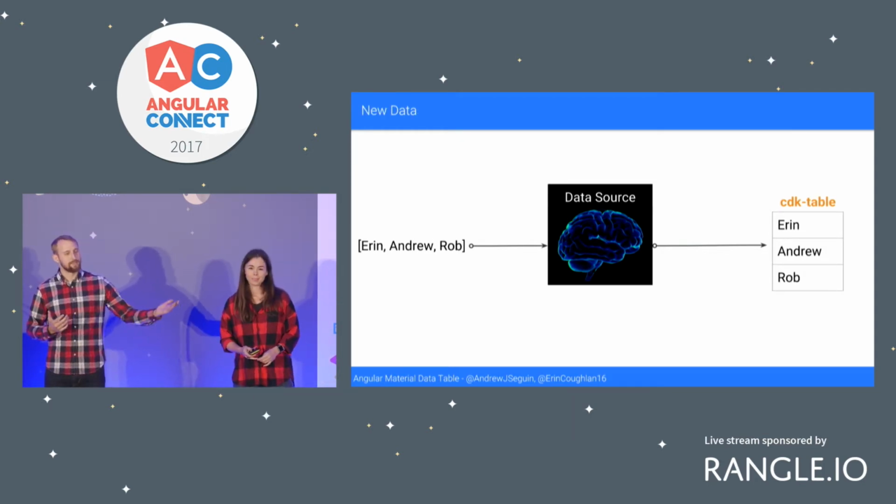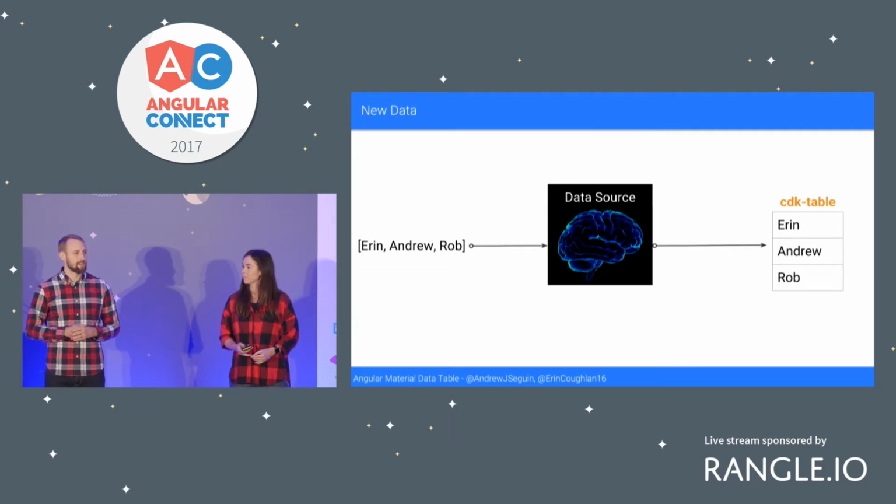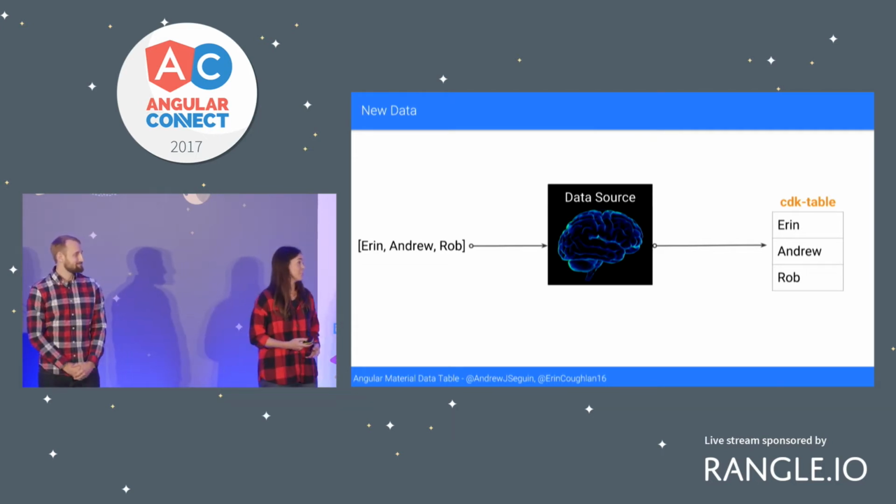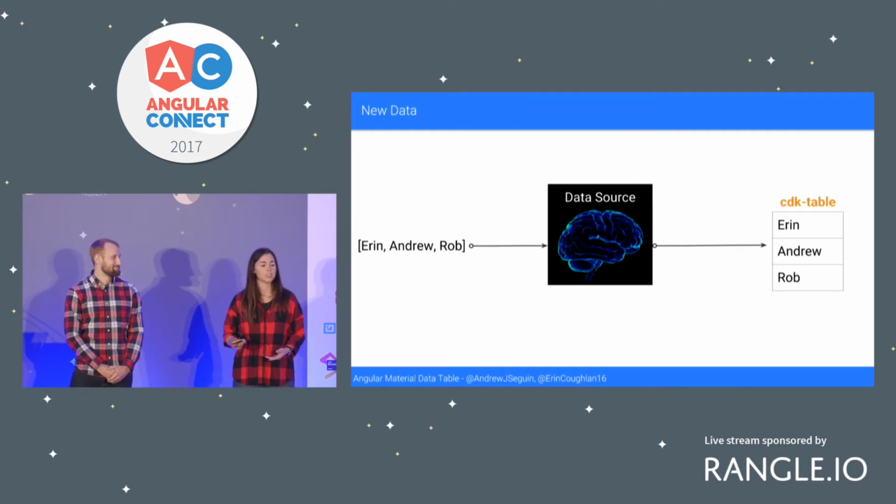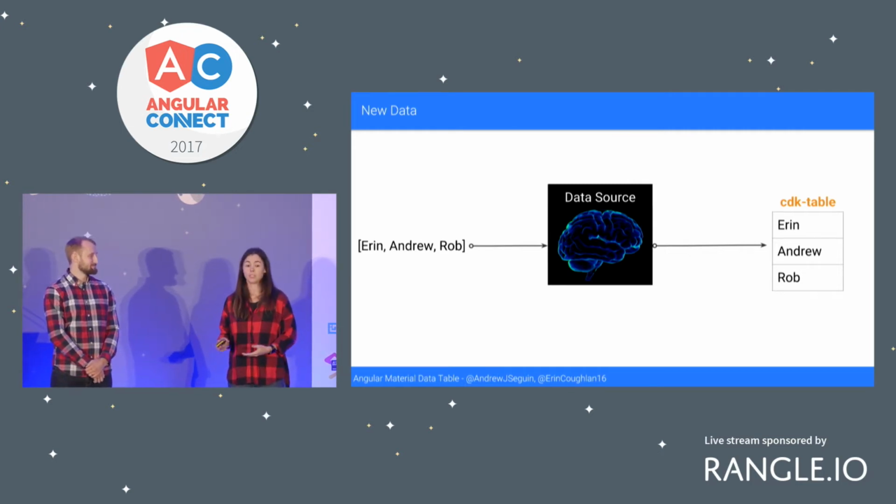Now, if we added another guy here, Rob, the data source says I saw a change. I'm going to let the table know, hey, something has changed. Go ahead and render that out. Admittedly, this is not the most interesting use of a data source. It just gets passed the data directly through the table to render.